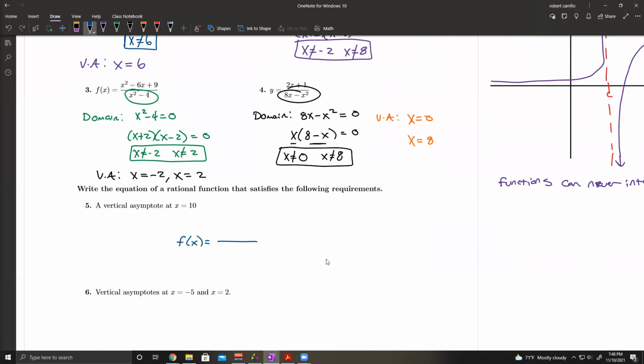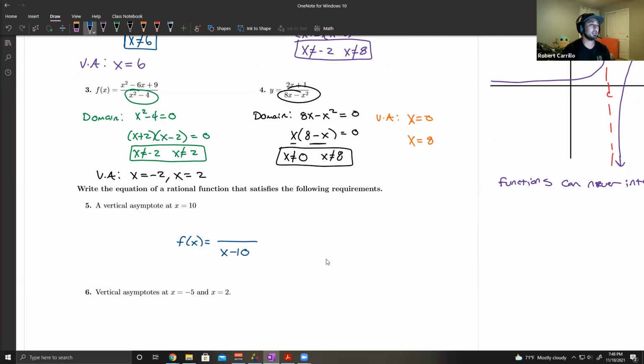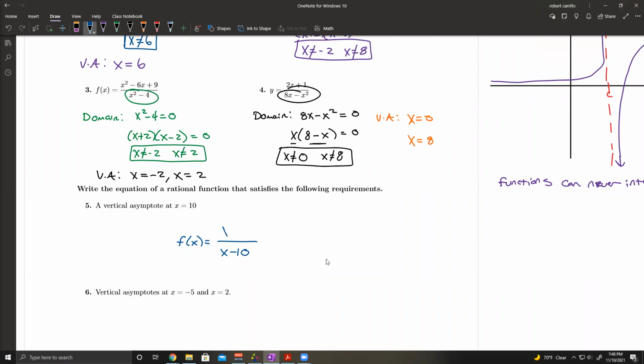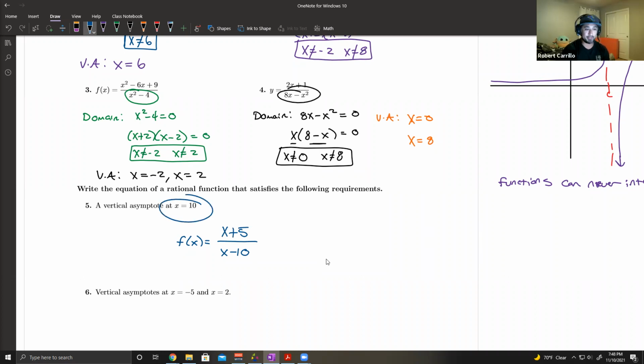X minus 10. And then it says create any type of rational function. So what do you want to put in the numerator? Anything you want. Just say a number. X plus 5. There you go. Boom. We have created a rational function that would represent this vertical asymptote. That's all we had to do. So the numerator can be anything because all we're worried about is the denominator.